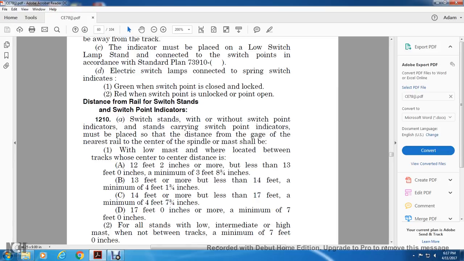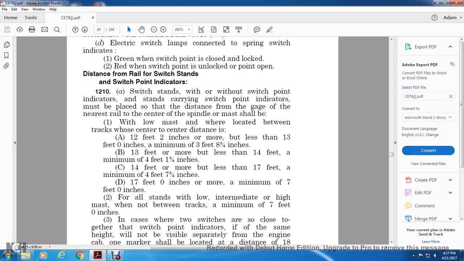Distance from the rail and switch stands with the switch point indicator. Switch stands with or without switch point indicators must be placed so that the distance from the gauge of the nearest rail to the center of the spindle shall be as follows for low mass located between the tracks with the center distance of 12 feet and more but less than 13 feet, a minimum of 3 feet 8 3/4 inches. 13 feet or more but less than 14 feet, a minimum of 4 feet 1 3/4 inches.